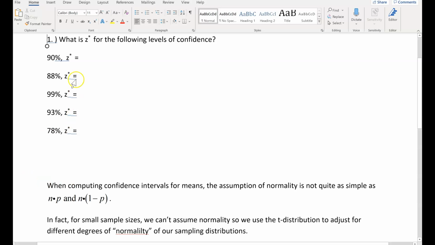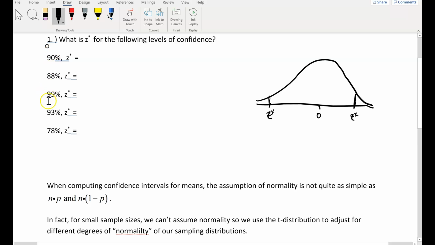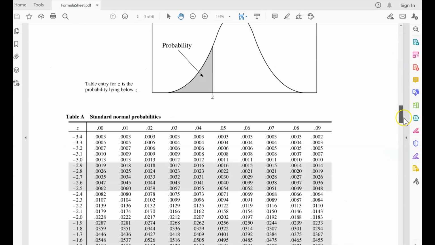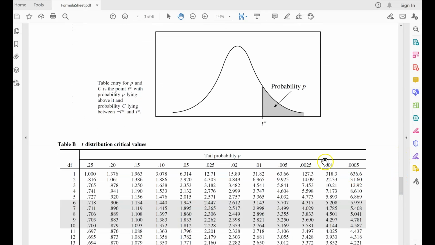So I want a quick review. How do we get these particular z-stars or critical values? If I wanted a z-star with a particular area in between, there's a way we can do that. Now, the shortcut way, for like 90 and 99, I can go to my formula sheet. If you have your formula sheet handy and you scroll down to the z distribution, but then keep on going, you're going to see the distribution that we're talking about today, this t distribution.